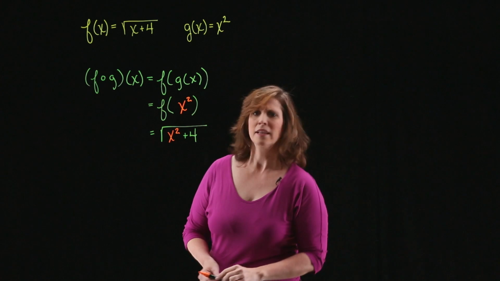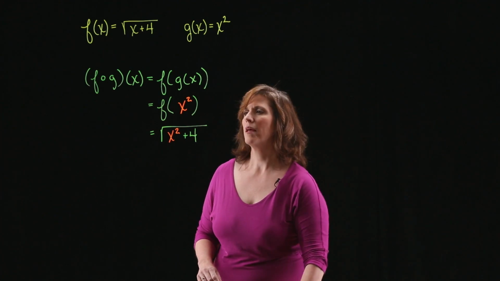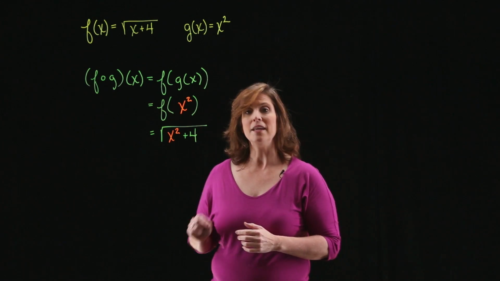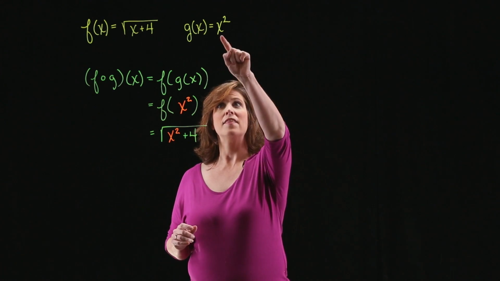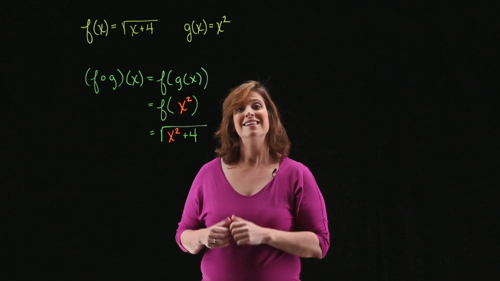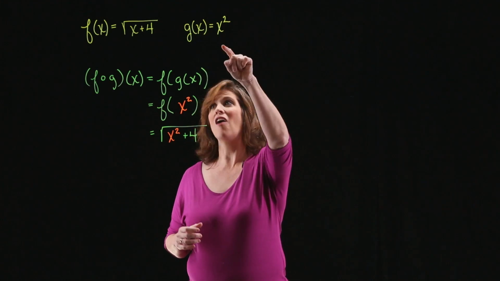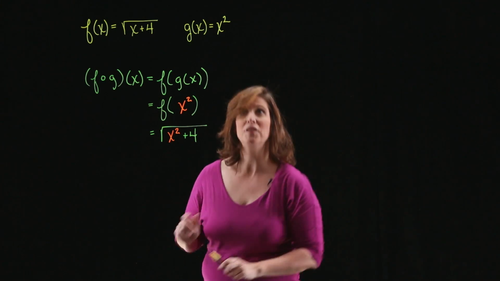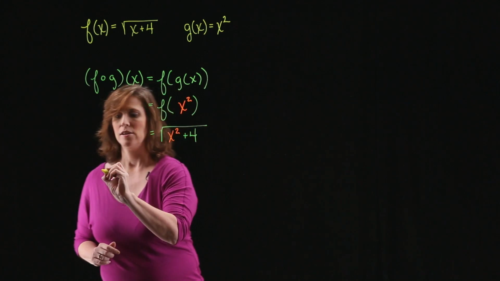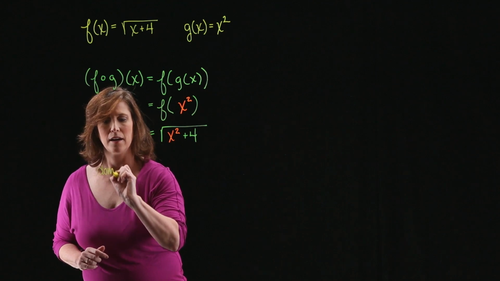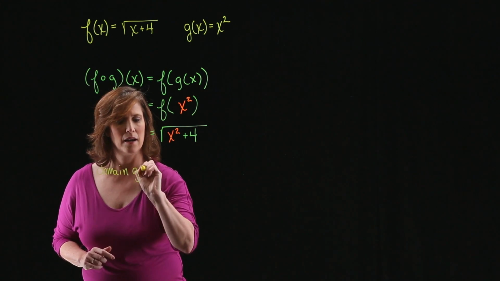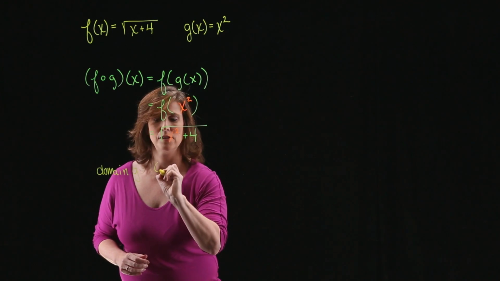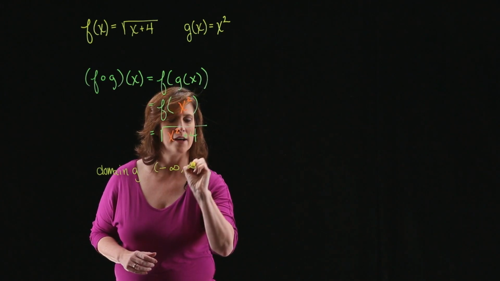Okay, let's talk about the domain for a minute. What's the domain of a composite function? Well, what you need is all the values of x that are in the domain of g, such that the results are all in the domain of f. All right, so let's take a minute and talk about what the domain of g is. So the domain of g, looking at this function, is going to be all real numbers. So negative infinity to positive infinity.